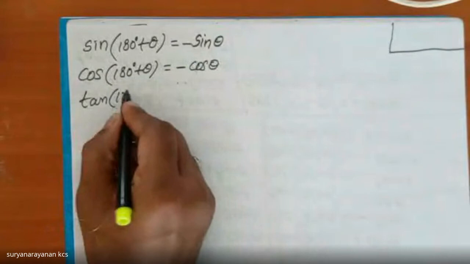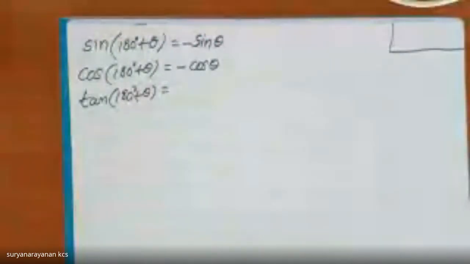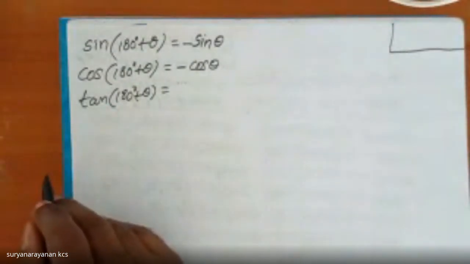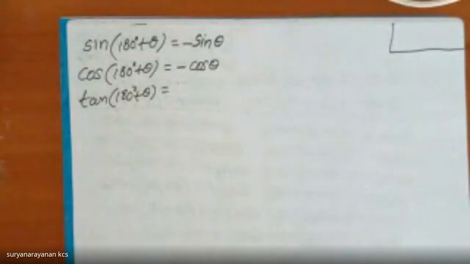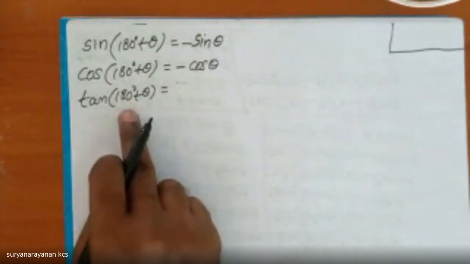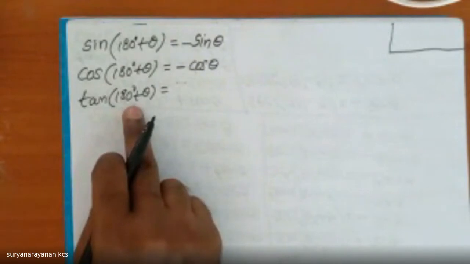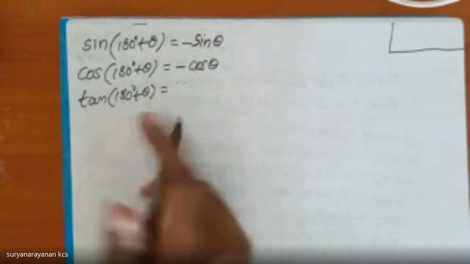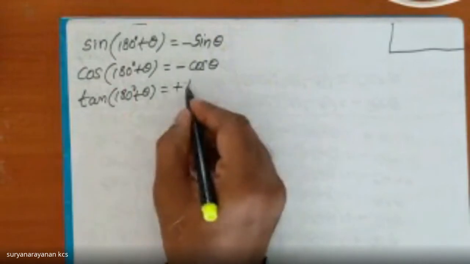Tan 180 degrees plus theta. Tell me the value of tan 180 degrees plus theta. Yes, very good, Richan. Percy, very good. Samuel, you are mistaken, my dear Samuel. Not minus. This is in the third quadrant. In the third quadrant, tan positive or negative? Don't be confused. Plus tan theta.